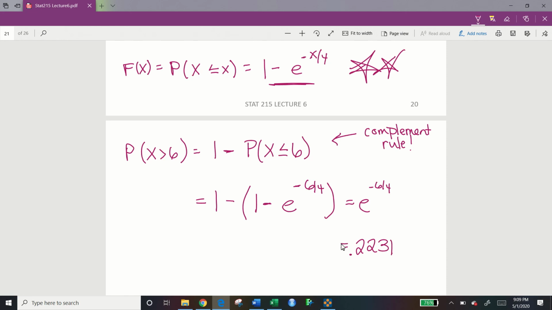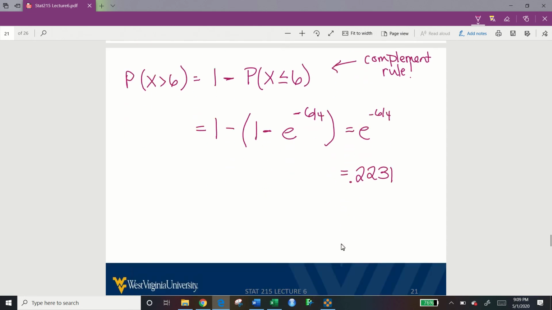Personally, I prefer using the rule of the complement. So anytime you're dealing with a continuous random variable and you are asked to find the probability of x greater than some value, automatically start thinking the complement rule. Doing 1 minus the probability of x less than or equal to that value is going to be usually much easier. Little helpful tidbit for down the road.